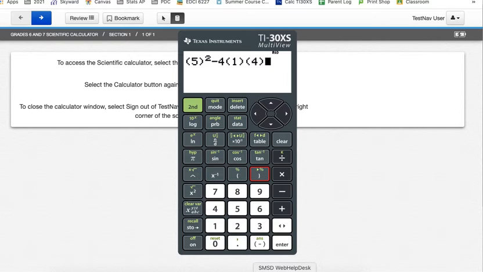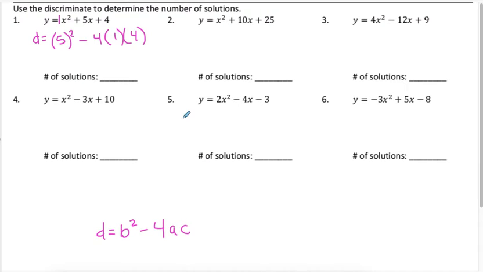Okay, so once I practice entering that in, I get a number 9. All right, so this discriminant equals 9. Because this is a positive value, it tells me there are 2 solutions to this quadratic. If I graphed it, it would cross the x-axis twice.